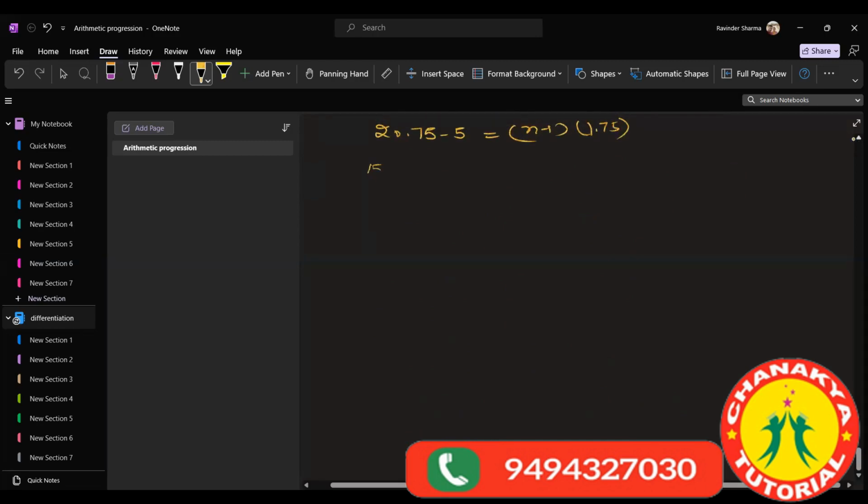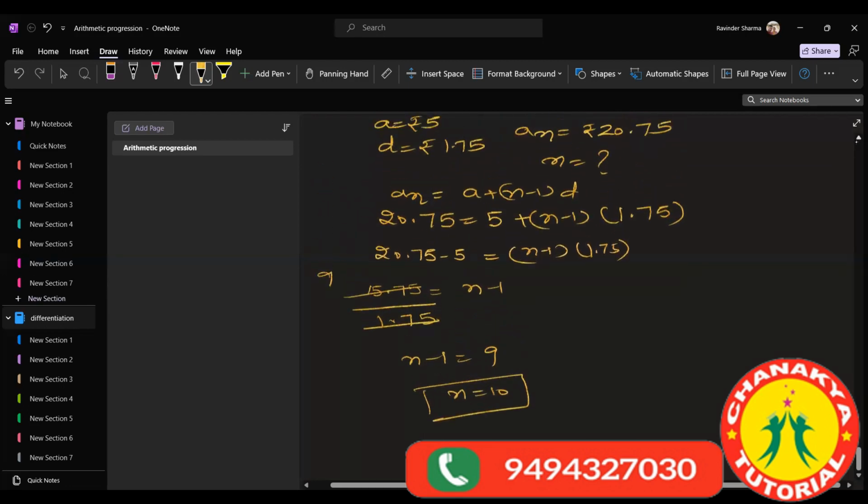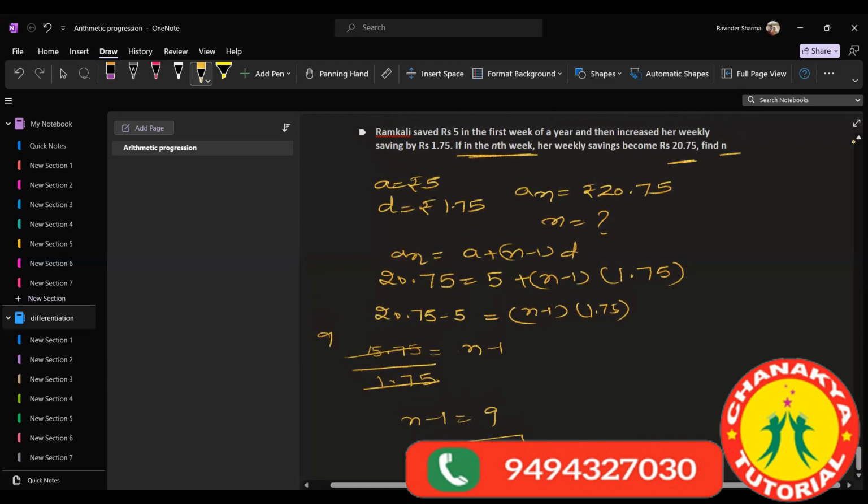So it will be 15.75 divided by 1.75 is equal to N minus 1. How many times does it go? 9 times. So N minus 1 will be equal to 9, so the value of N is 10. It means in the 10th week, her savings will be ₹20.75, 20 rupees and 75 paise.